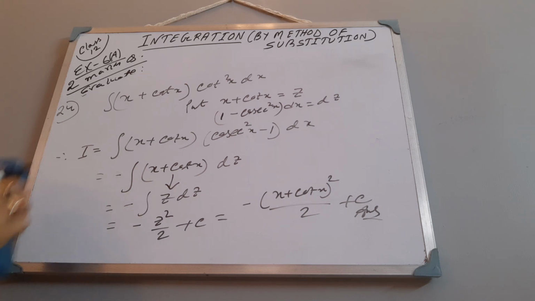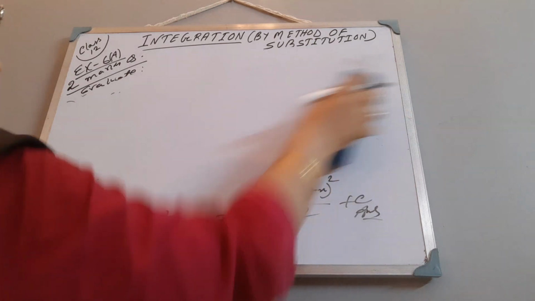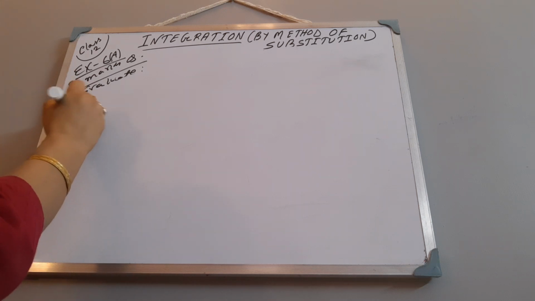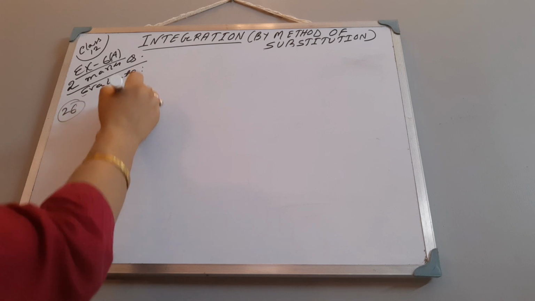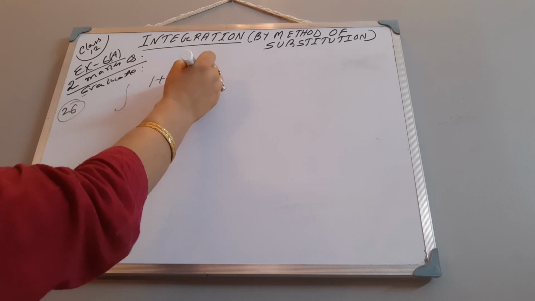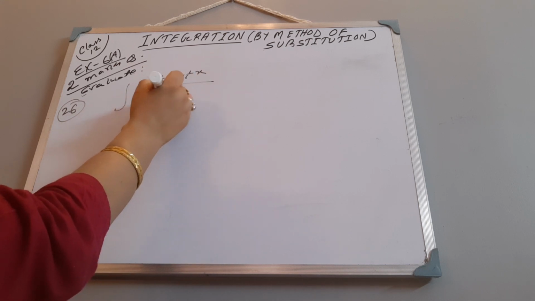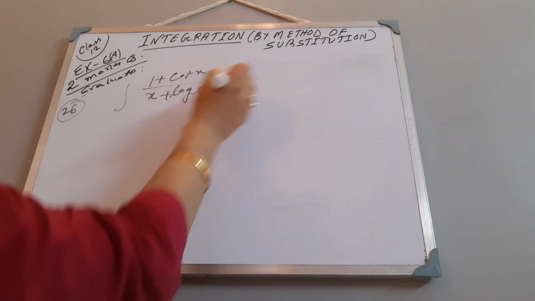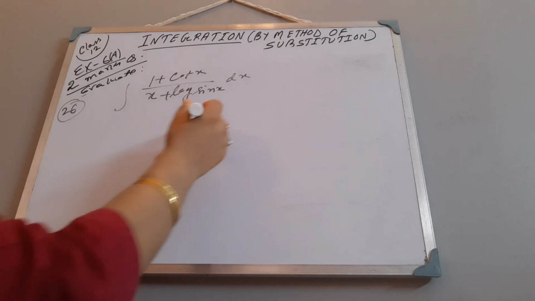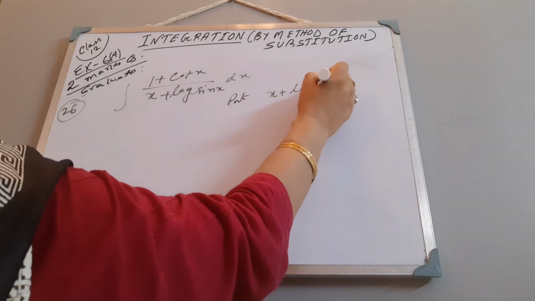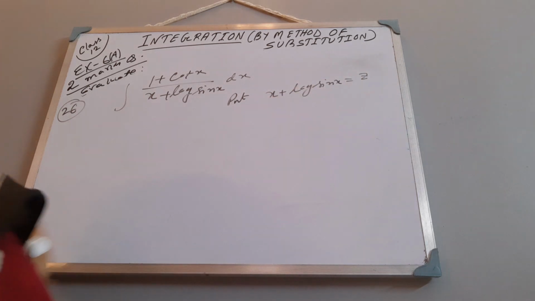Next, sum number 26. What is the question? Integral of (1 plus cot x) divided by (x plus log sin x) dx. Now let us put the denominator part, that is x plus log sin x equals z.